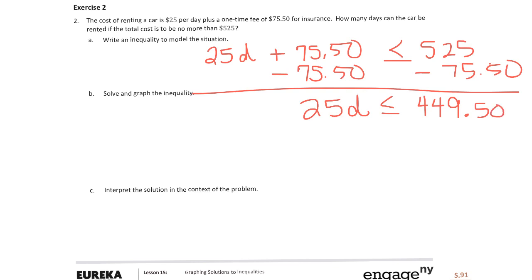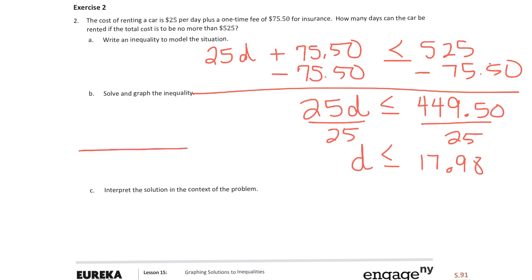And then opposite of multiplication is division. So I'm going to divide both sides by 25. I take my calculator, take that answer, divide it by 25, and we get the number of days must be less than or equal to 17.98.